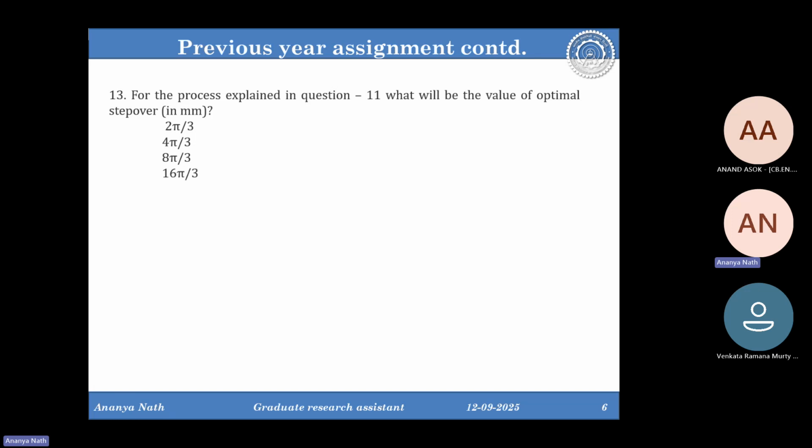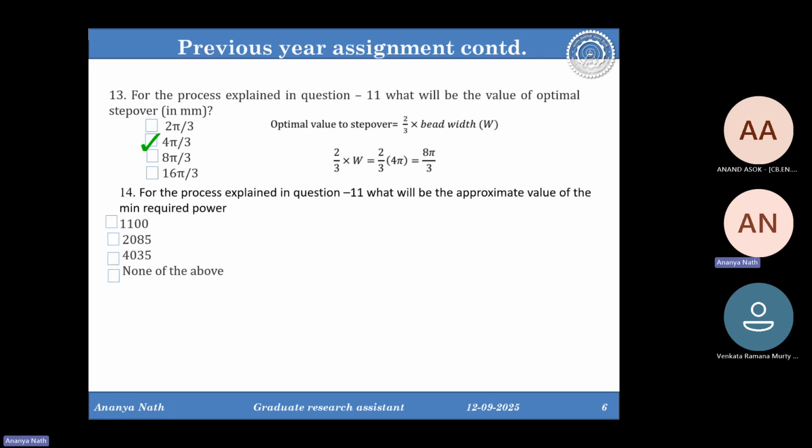Next question: for the process explained in equation 11, what will be the value of optimal step over? So this is the formula. The step over is equal to 2/3 of the bead width. We already know this, so this is the answer. Similar question for the process explained in equation 11. Just a second.